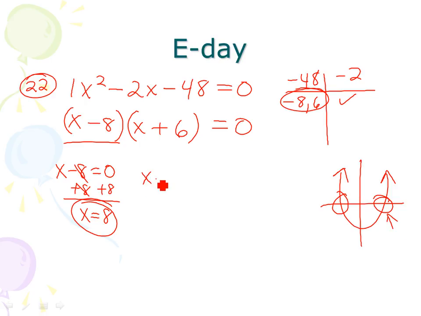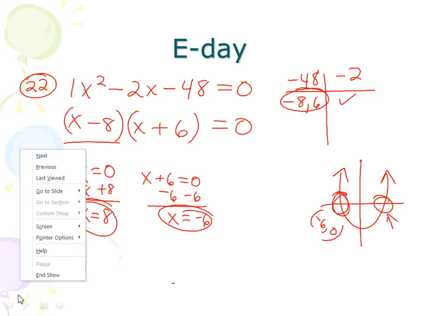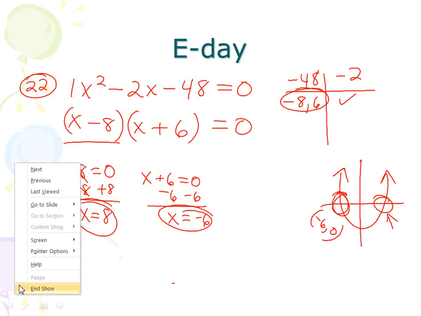Then I solve the other one, set it equal to 0. What's this point right here where it goes across? Negative 6, 0. That's what you're finding out. And that's all you have to do: find those two solutions. That's what you do on the back side of the page. That makes sense? Everybody remember that? Can you do it all now? Don't forget, those are due next week.